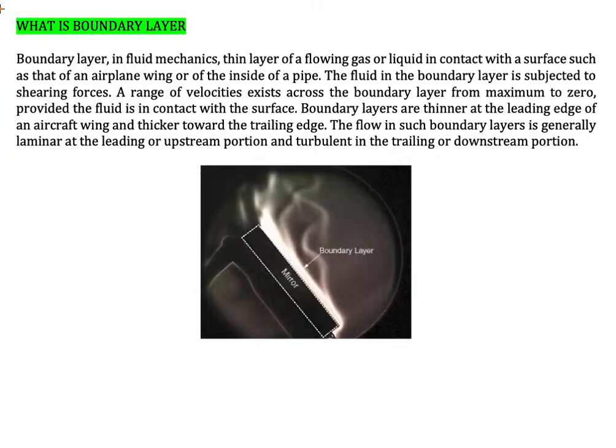A range of velocity exists across the boundary layer from maximum to zero, provided the fluid is in contact with the surface. Boundary layers are thinner at the leading edge of an aircraft wing and thicker towards the trailing edge. The flow in such a boundary layer is generally laminar at the leading or upstream portion and turbulent in the trailing or downstream portion. So the idea is very simple.